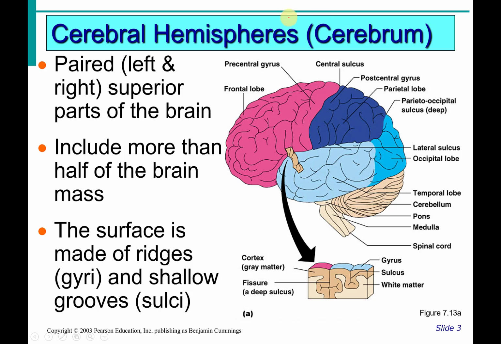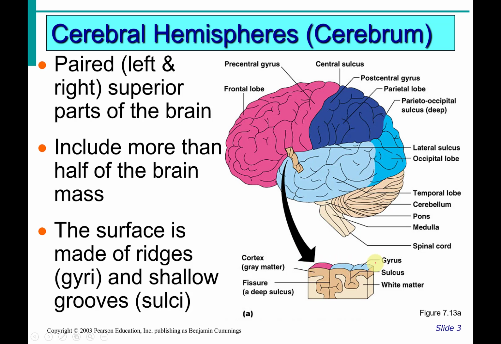So cerebrum or cerebral hemispheres means the same thing. There are 2 cerebral hemispheres, one on the right and one on the left. And you can see they make up more than half of the mass of the brain. On the cerebral hemispheres, you will see these little ridges. And you can see down here, these little ridges.